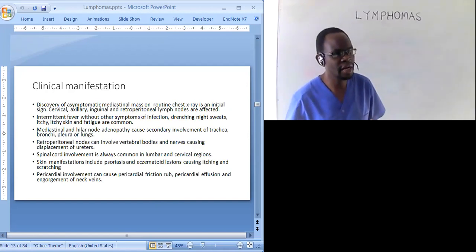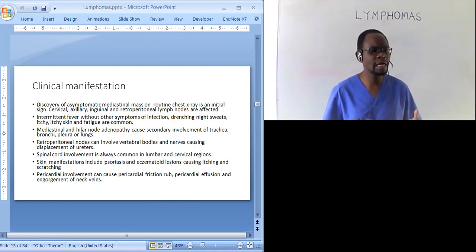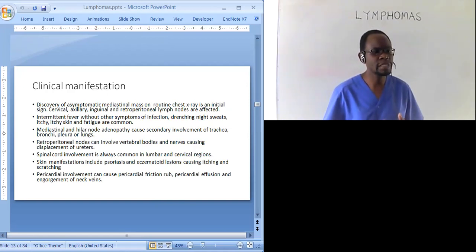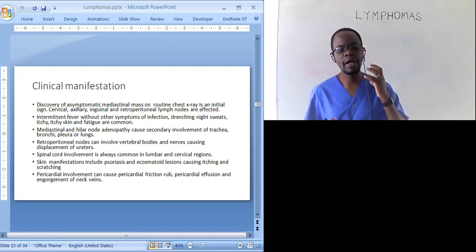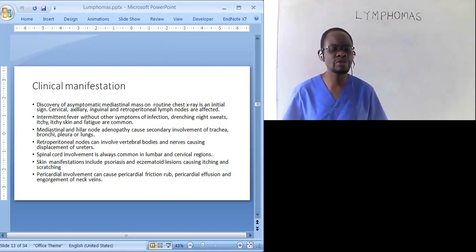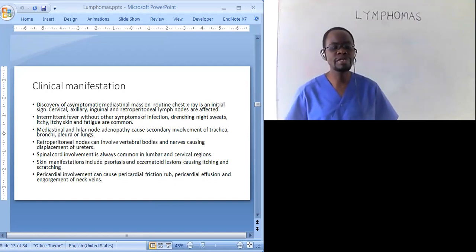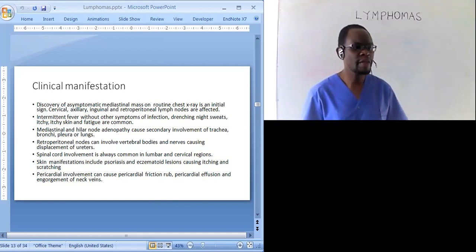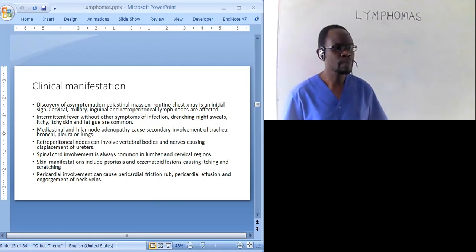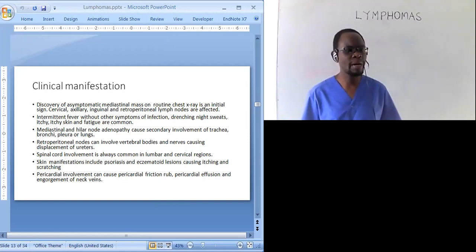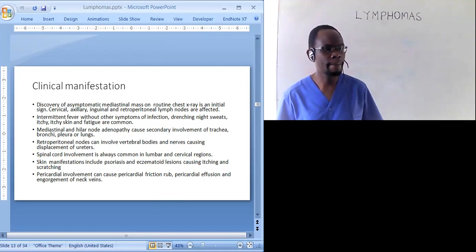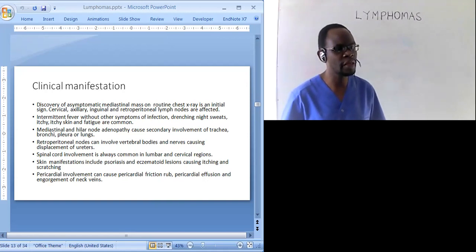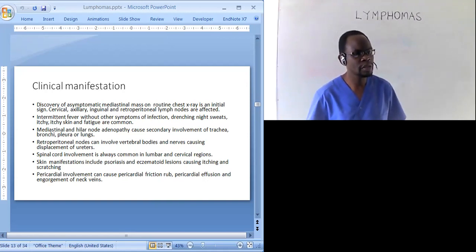Now, how does it manifest? You can see discovery of asymptomatic mediastinal masses on routine chest X-ray. Sometimes it might not be visible, but especially in the outside world where they do routine investigations like routine chest X-ray, they can pick up some of these masses. Then we have intermittent fevers without other symptoms.